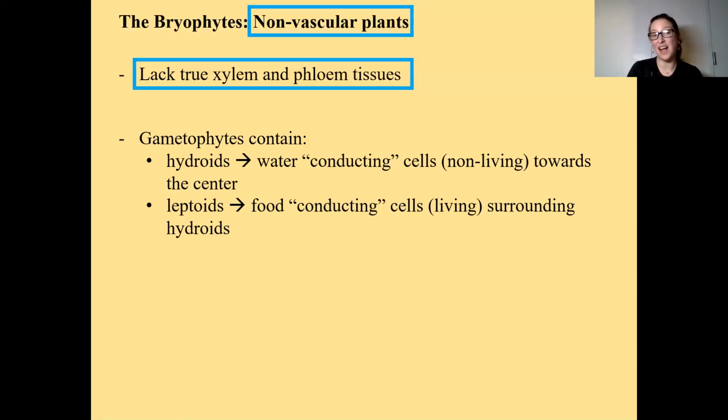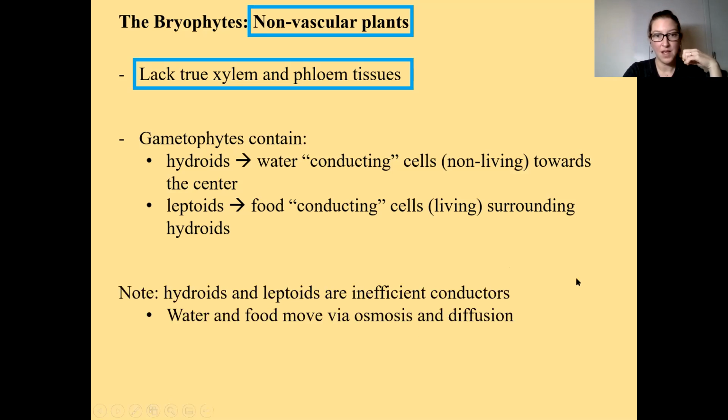So instead of xylem tissue, which normally moves water around, gametophytes in the bryophytes have hydroids, which kind of help conduct, but not super great. Hence the "conducting" in quotations, right? It's like they kind of conduct, but not so much. And then instead of phloem tissue, which typically conducts food in the vascular plants, in the non-vascular plants we have these things called leptoids, which kind of help move food around, kind of.